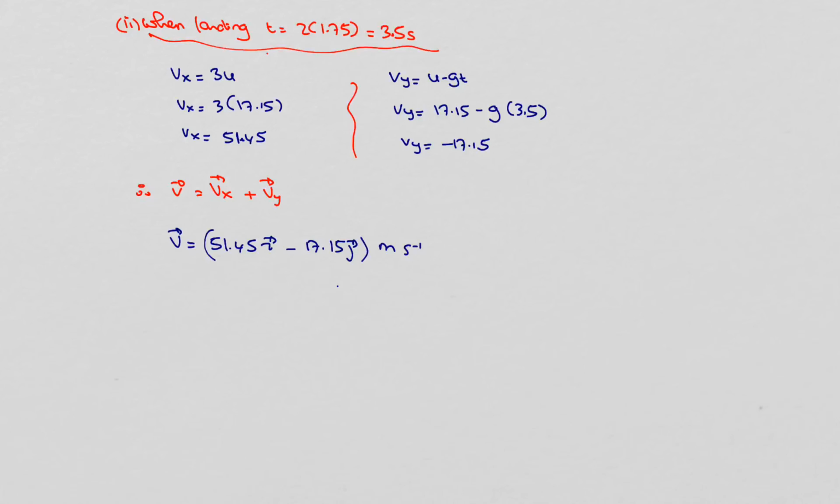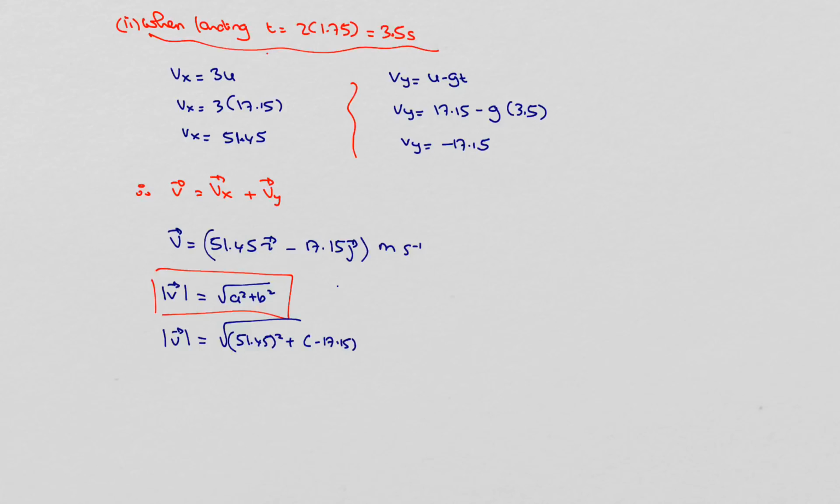But of course we're not looking for the velocity vector, we're looking for the magnitude and the direction. So our magnitude, of course, we have to get the square root of a squared plus b squared, so the coefficient of the I and the coefficient of the J vector. So therefore that's the square root of 51.45 squared plus minus 17.15 squared. And that gives us 54.23 meters per second, or again, if we're keeping it in surd form, 14 root 15.